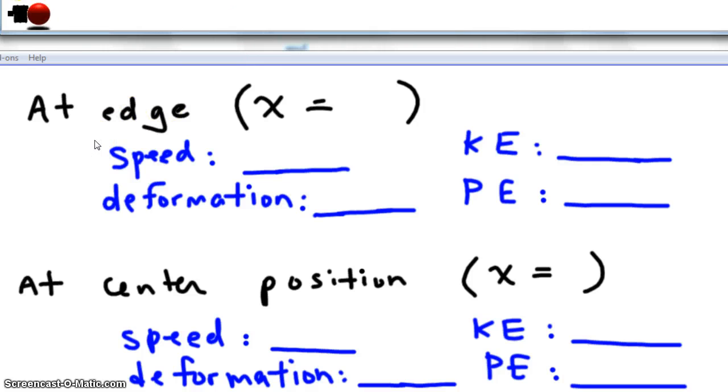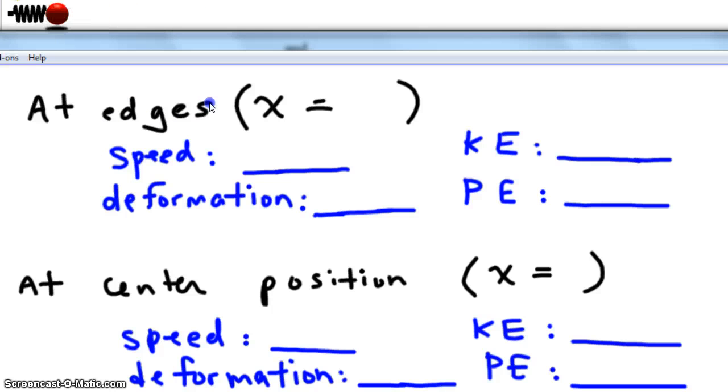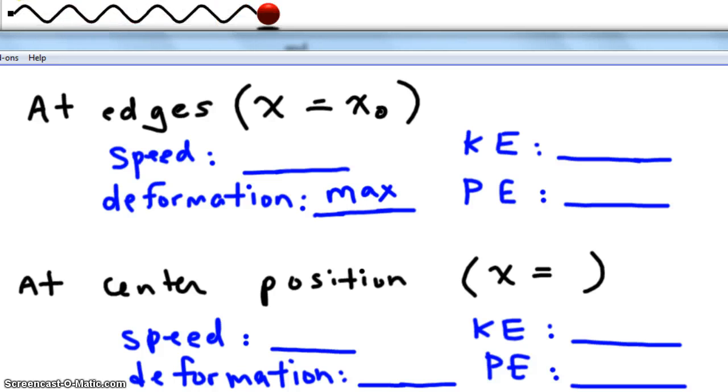What can we say? We can say at both edges, where the displacement has reached the maximum value, the amplitude, at both edges, the deformation, which is compressing or stretching, is at a maximum. Because deforming a spring produces potential energy, if you have maximum deformation at those edges, then the PE, the potential energy, is also maximum.